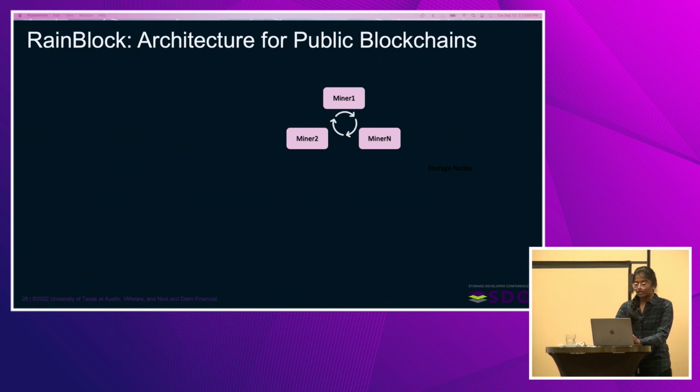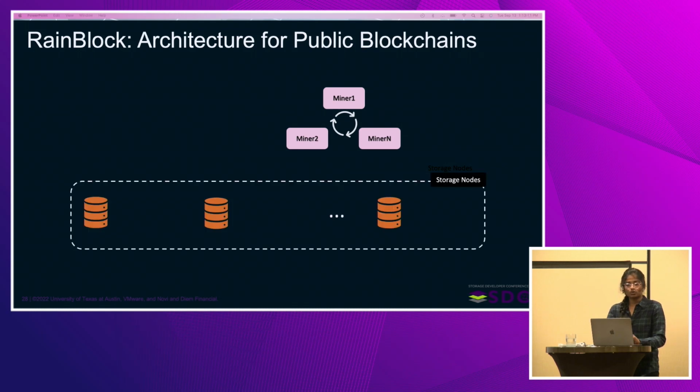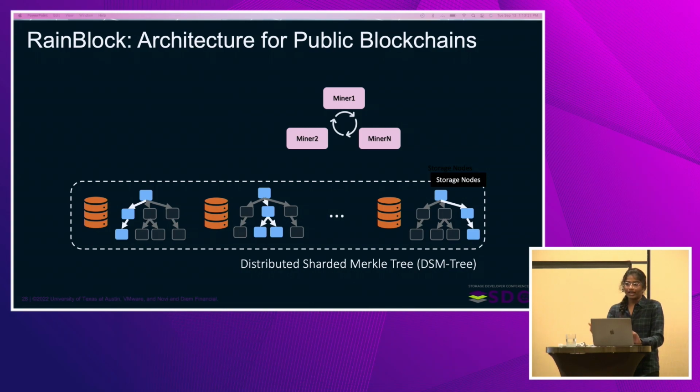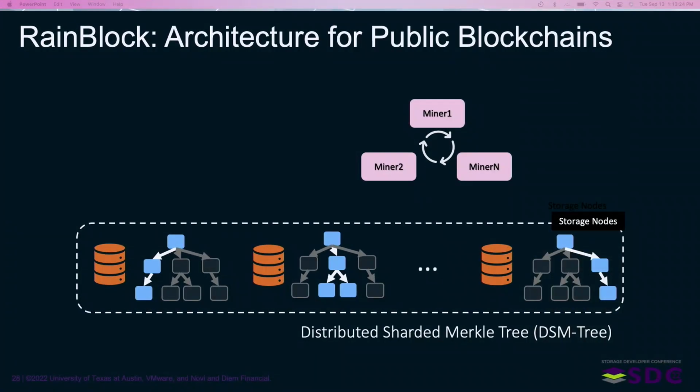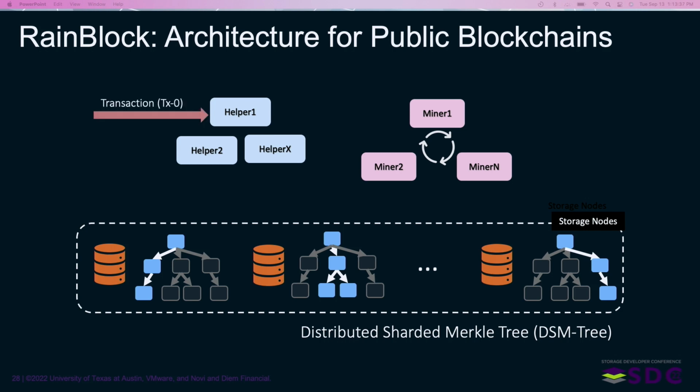In RainBlock, the system state is decoupled from miners and is sharded and stored across the memory of multiple storage nodes. These storage nodes store the Merkle tree in a memory-optimized format and periodically checkpoint it on disk for persistence. I/O helpers are introduced to perform I/O on behalf of the miners and out of the critical path of processing transactions. Typically, I/O helpers prefetch the data required for executing the transaction from the storage nodes.